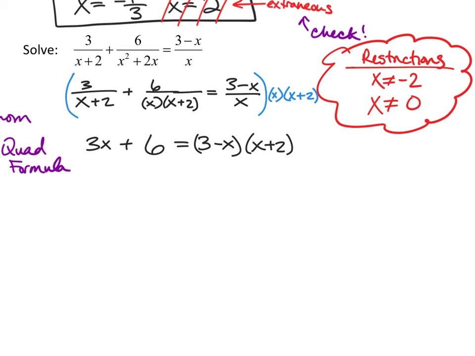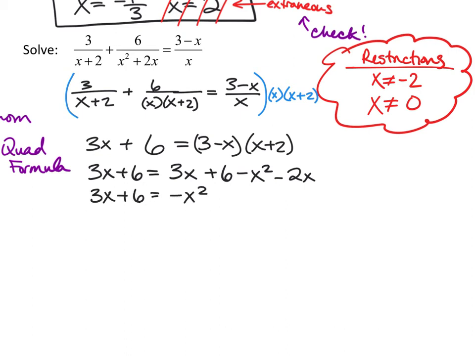At this point, we need to start simplifying. So we're actually going to have to FOIL or double distribute the right-hand side. 3 times x is 3x, 3 times 2 is 6, negative x times x is negative x squared, and negative x times 2 is minus 2x. I'm just going to simplify because we got a whole lot of things going on here. This is negative x squared plus x plus 6.